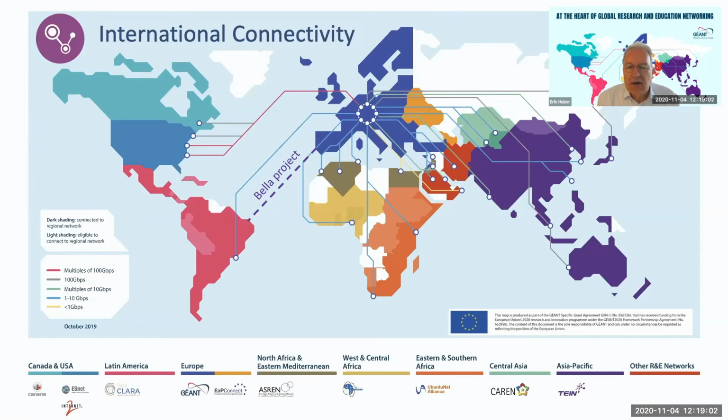One of the notable projects there is the Bella project, which we're currently the launching customer for, a totally new subsea cable going between Portugal and Brazil, which will increase the capacity for cooperation between Latin America research and European research, and will allow European researchers to access the telescopes in Chile. Next slide, please.